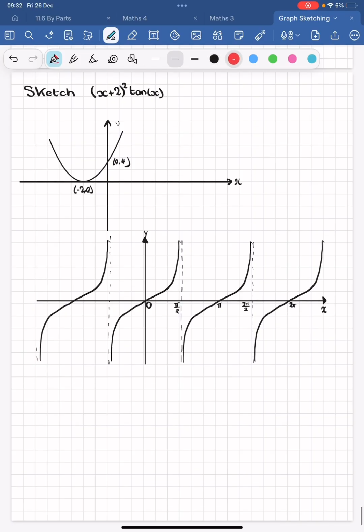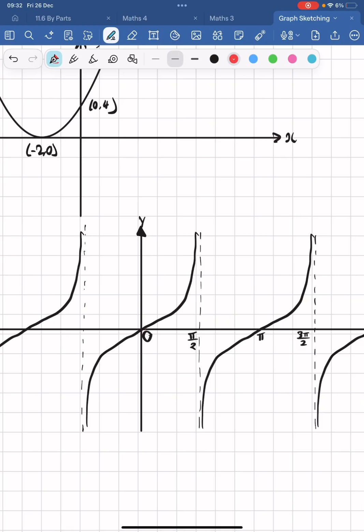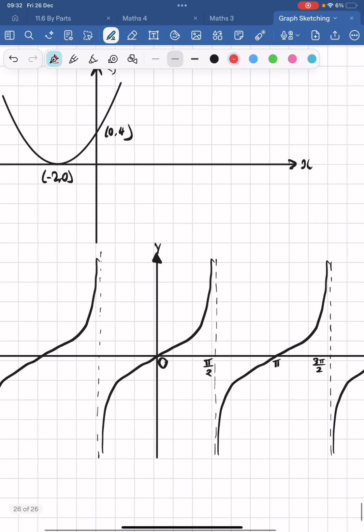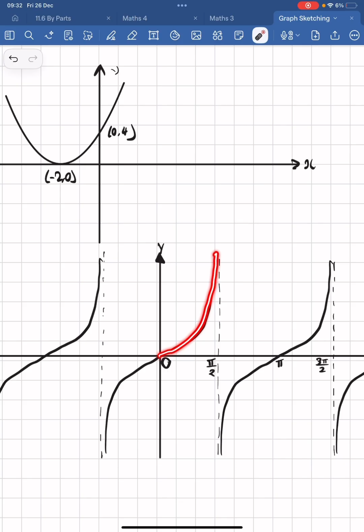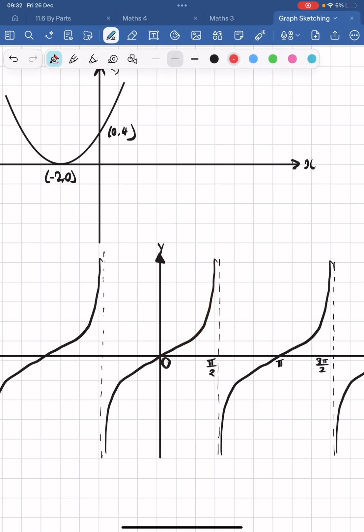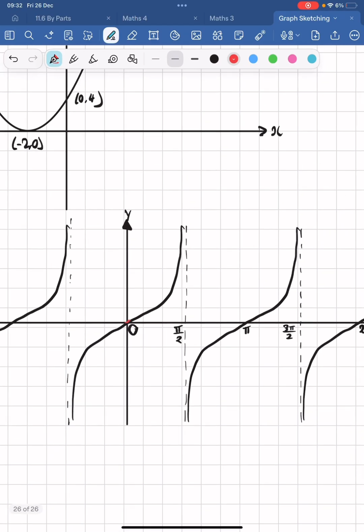So if we sketch in red, let's sketch from 0 to pi over 2. Well, we can see this as a multiplication. So we're timesing this region of the graph by a number larger than 1, meaning the values of y will be getting larger. So we can say that this graph tends to infinity at a faster rate, like such. Yeah, that makes sense.